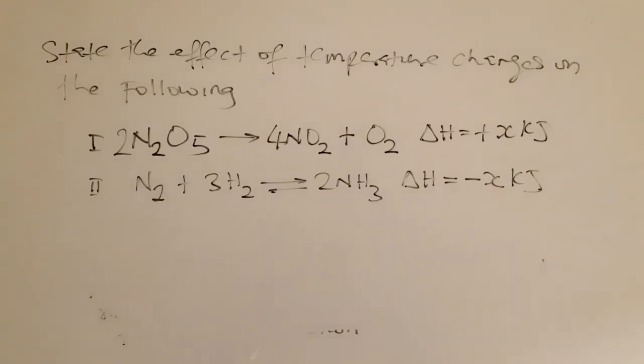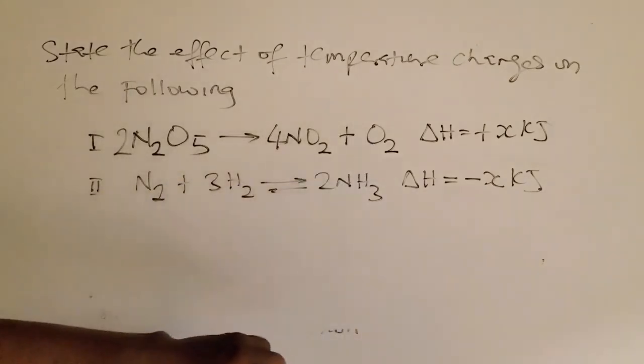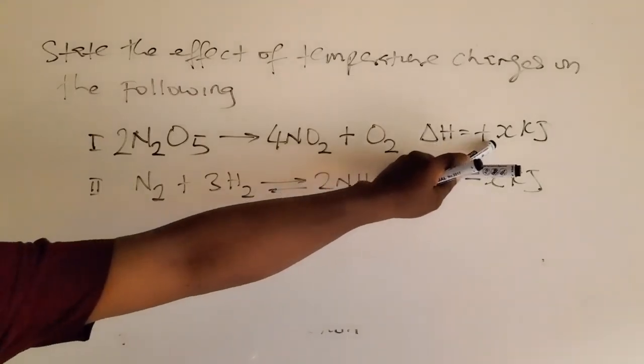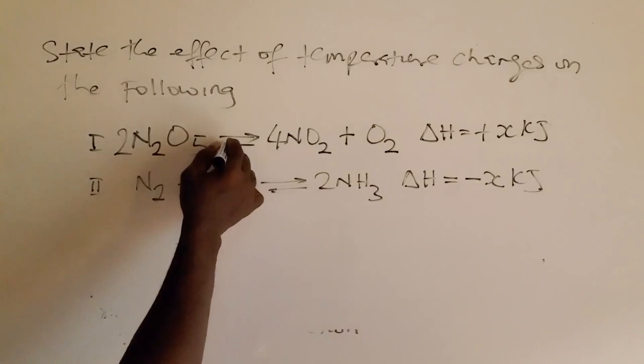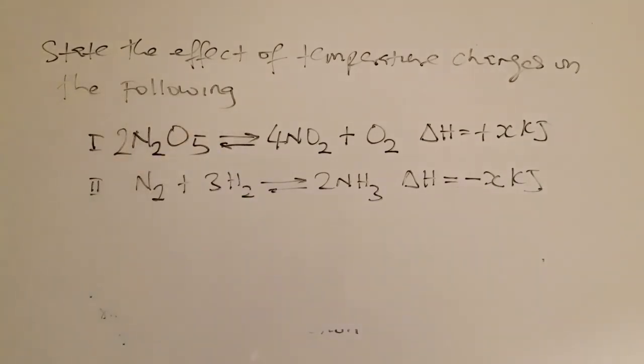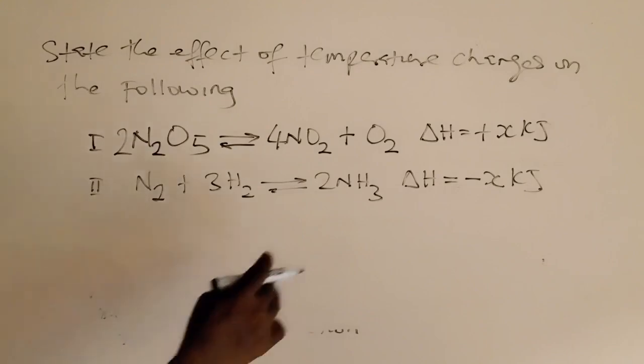So the question says, study the effect of temperature changes on the following reactions. The first one, you have the nitrogen 5 oxide decomposing into nitrogen 4 oxide and oxygen. Let's look at the enthalpy change: it is positive. That means this reaction is an endothermic reaction. So if you increase temperature, since we see that endothermic reactions require more heat, they absorb heat, you're going to favor the forward reaction.